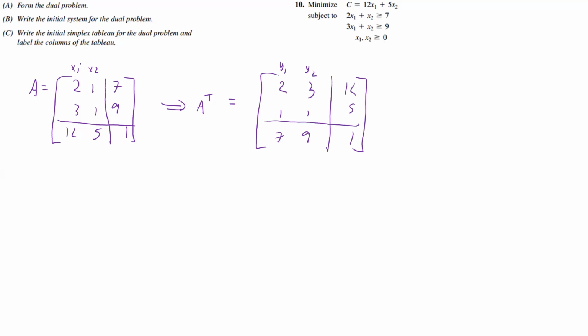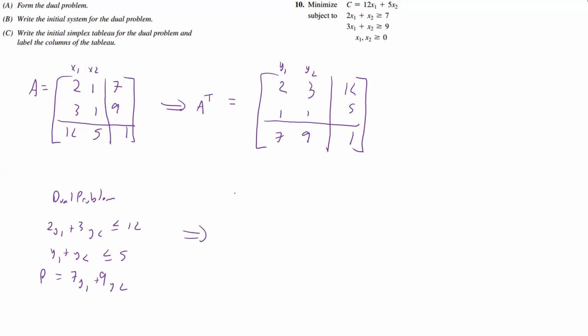Okay, so we start with X's, convert to Y's, and so now when we write this, we can go A transpose and we can write our dual problem, and we just read across. So that's 2y1 plus 3y2. And now when we did this transpose, it's now less than or equal to 12. And then we have y1 plus y2 is less than or equal to 5. And we have our P is going to be equal to 7y1 plus 9y2.